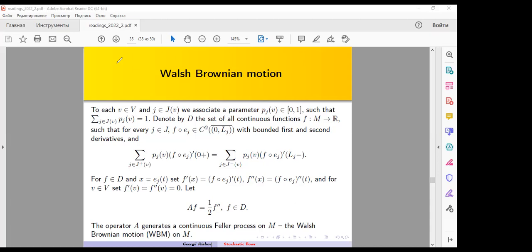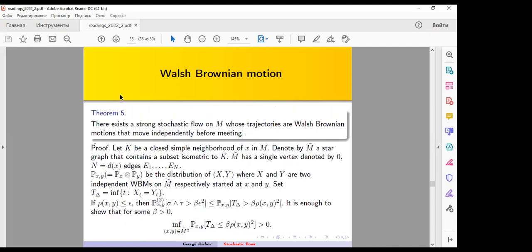And we are interested in an analog of the flow, but for a metric graph. So we will show that there exists a strong stochastic flow whose trajectories are independent Walsh-Brownian motions before meeting, okay, and when they meet, they coalesce.